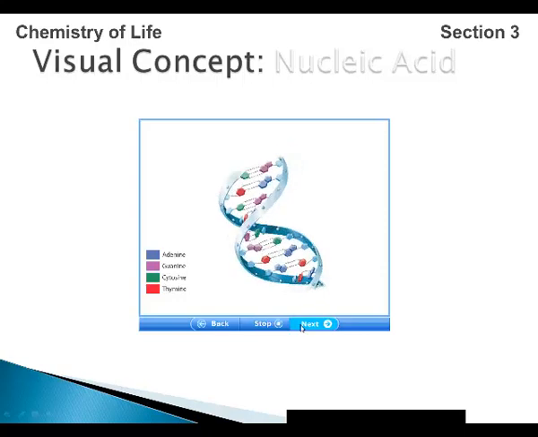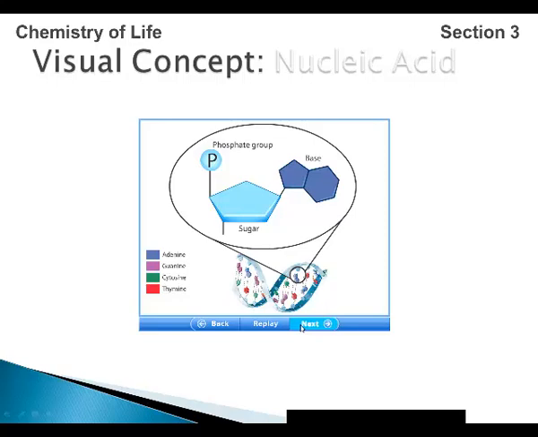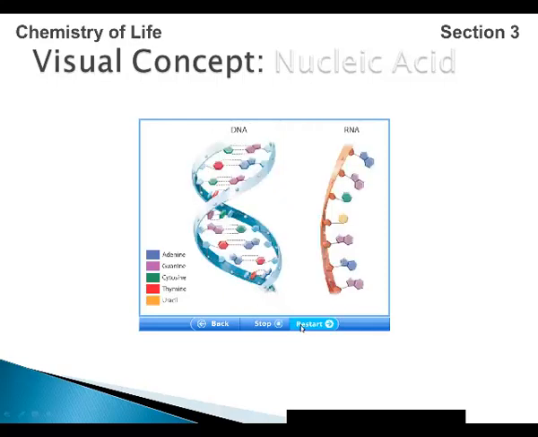Each nucleic acid is made up of a string of nucleotides. These nucleotides have three parts: a phosphate group, a 5-carbon sugar, and a nitrogen base. DNA is made up of 2 strands of nucleotides wrapped into a spiral or helix. RNA, or ribonucleic acid, is made up of only 1 strand of nucleotides.